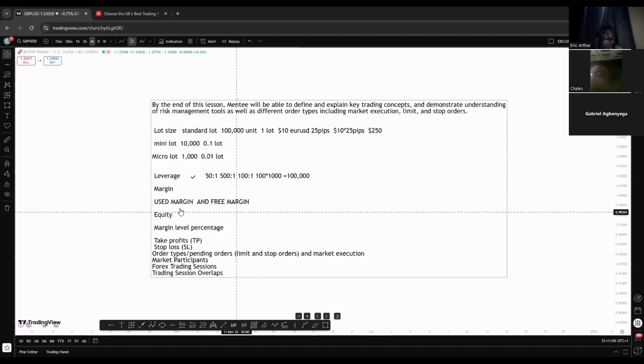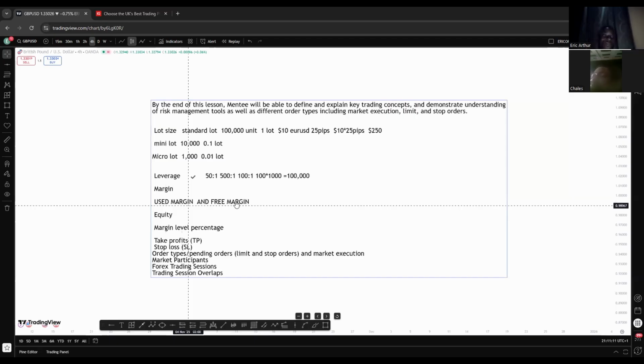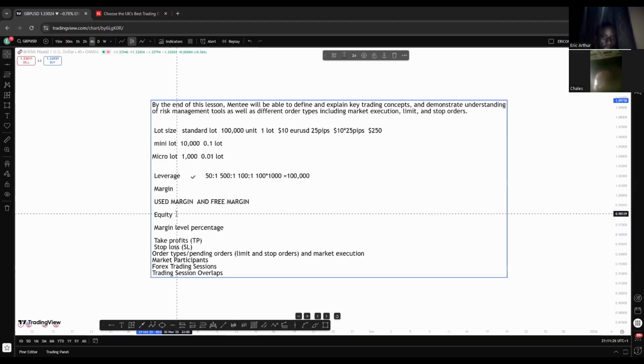And then the equity, and then we have the used margin. Okay, and then we have the free margin. The used margin is the amount of money your broker has demanded from you, and then the free margin is the amount of money left in your account after you place the trade. Okay. Yes. Okay. And then we are coming to the equity. So in the equity, how do you understand it? Equity.